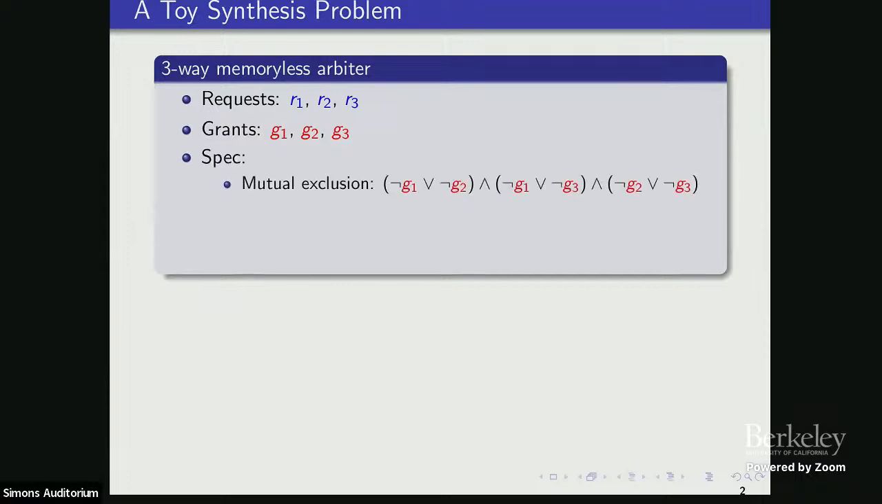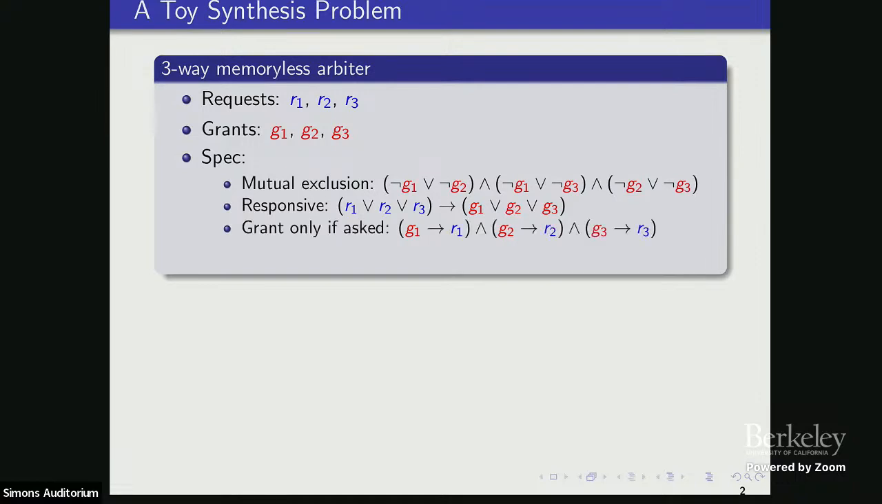And the properties that we want are, of course, mutual exclusion. So no two grants must be asserted at the same time. We would like the arbiter to be responsive, which means that if somebody has requested, it should not deny the grant to everybody. At least somebody should be granted. And it's reasonable to expect that the arbiter should grant only if it is asked, which means that if it is granted to user 1, then user 1 had requested, and if it is granted to user 2, then user 2 had requested, and so on.